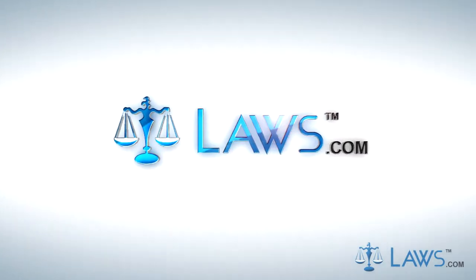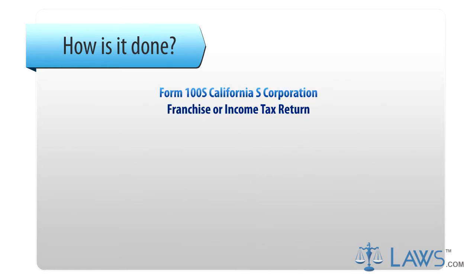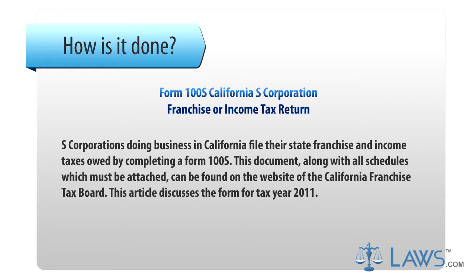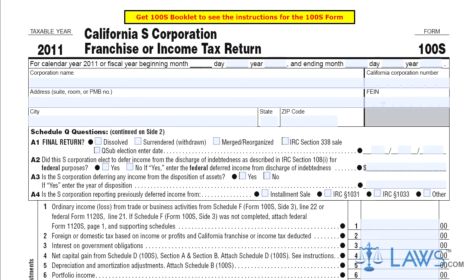Laws.com, Legal Forms Guide. Form 100S, California S Corporation Franchise or Income Tax Return. S corporations doing business in California file their state franchise and income taxes owed by completing a Form 100S. This document, along with all schedules which must be attached, can be found on the website of the California Franchise Tax Board. This article discusses the form for tax year 2011.